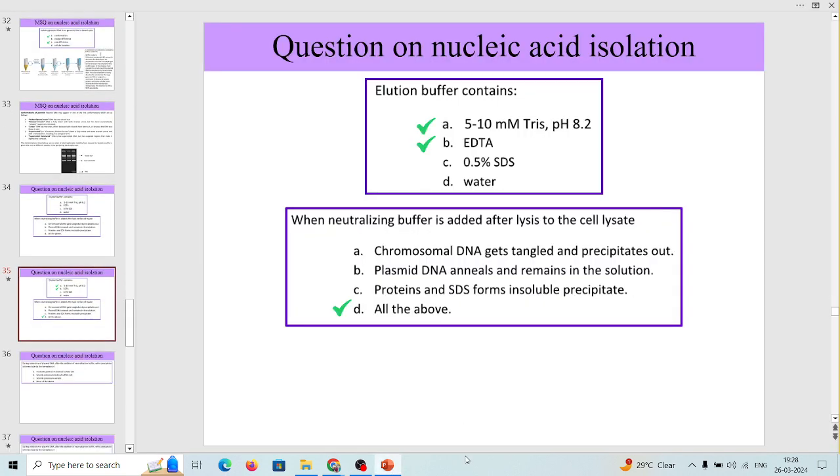Let's have a look. Yes, so elution buffer contains these two, tris and EDTA, and the neutralizing buffer contains all of the above. Fine. So why does elution buffer contain EDTA? To inactivate the DNases, because this is plasmid DNA isolation, and therefore we don't want the DNases to be active. The DNases should not be chopping up the DNA.